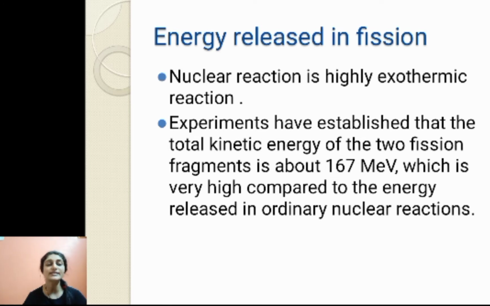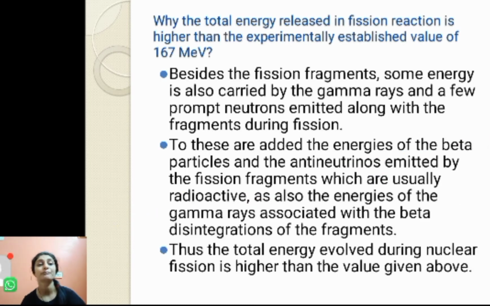Experiments have established that the total kinetic energy of the two fission fragments is of the order of 167 MeV, which is very high compared to the energy released in ordinary nuclear reactors. But when we calculate the total energy released in a fission reaction, it is higher than the experimentally established value of 167 MeV. Why is it so?